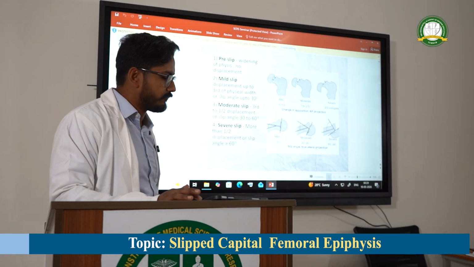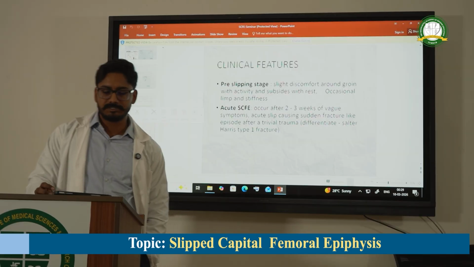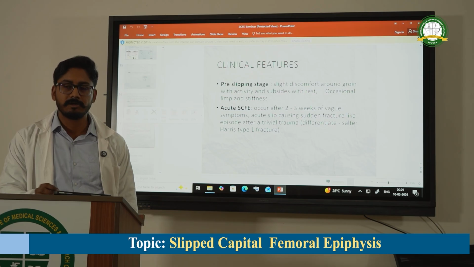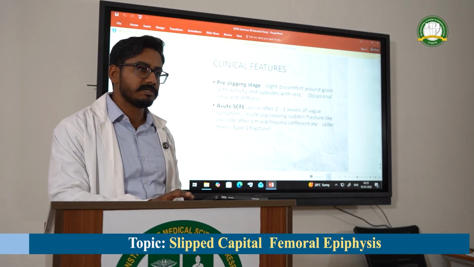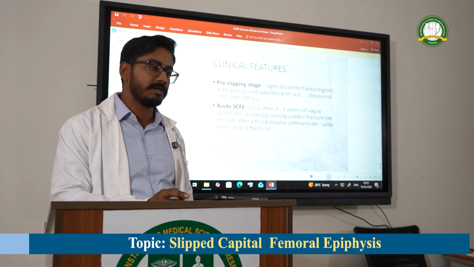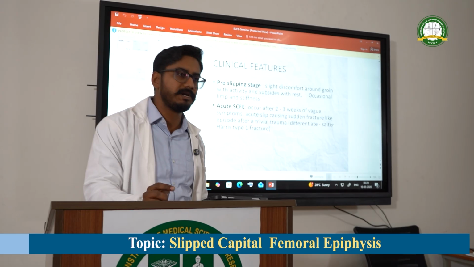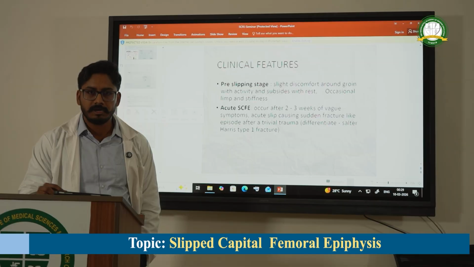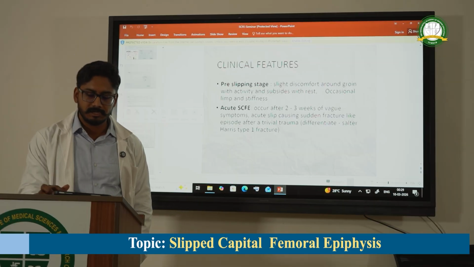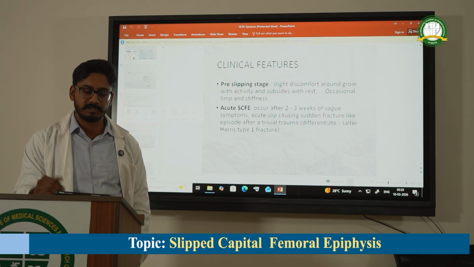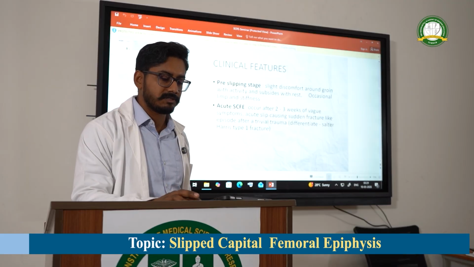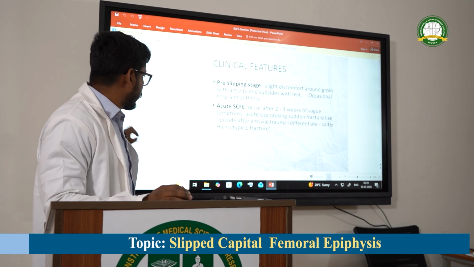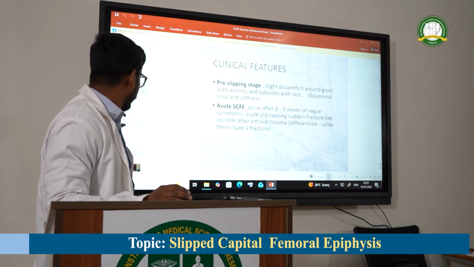Then coming to clinical features, there is the pre-slipping stage, acute slip, and chronic slipping stage. In the pre-slipping stage, there is slight discomfort around the groin with activity that subsides with rest. Occasional limp and stiffness are noticed. Acute slip occurs after 2 to 3 weeks of vague symptoms, causing a sudden fracture-like episode after a trivial trauma. It has to be differentiated from a Salter-Harris type 1 fracture.